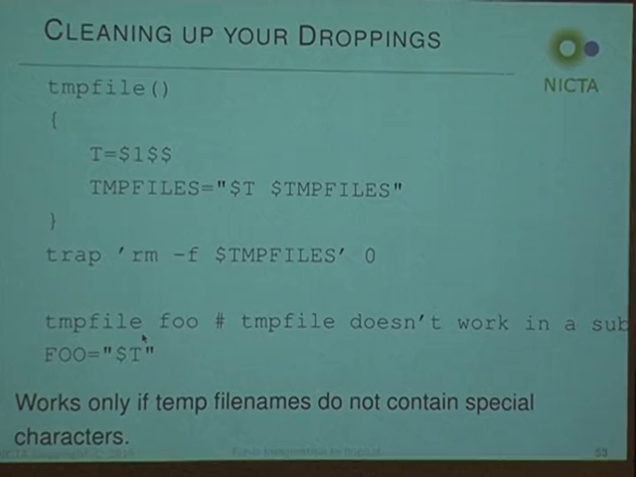0 is a special signal, it's not a real signal, that just says when this shell script exits. So what that says is, when this shell script exits, do that command, and this will add temp files into the temp files variable, so at the end, you'll throw it away. That won't work in the subshell if you call temp file foo. It's only going to work locally, and it will only work if temporary file names don't contain special characters. But that's one way of handling your temporary files and making sure you don't leave any droppings around. Because there's nothing worse than running someone else's script a few times and finding /tmp with 10,000 files in it.